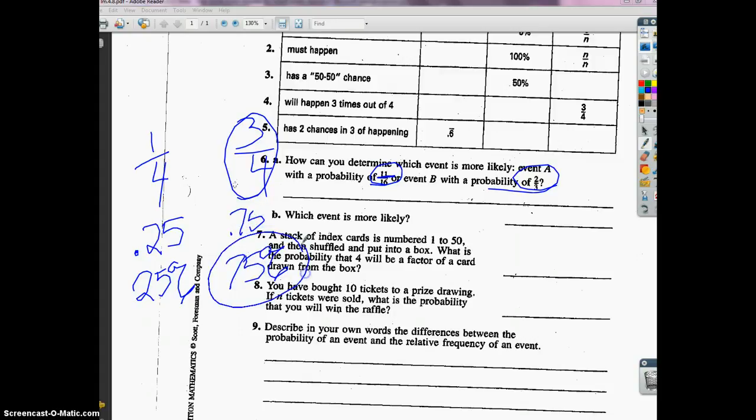I know that 3/4 has a better percentage because the percent is higher. It's 75%, which is greater than 25%. Okay, you need to do that with your numbers. You've got different numbers, so do it with yours.